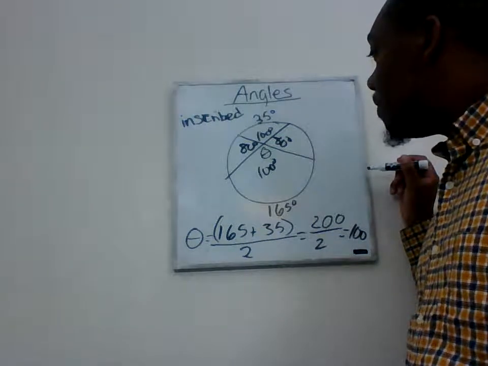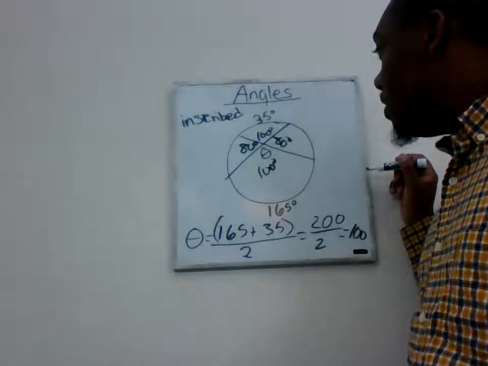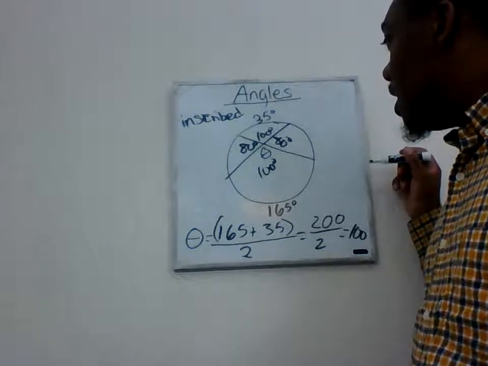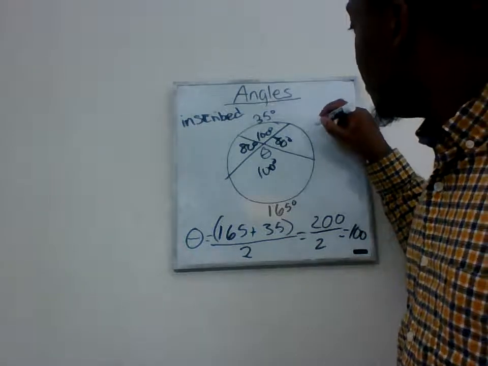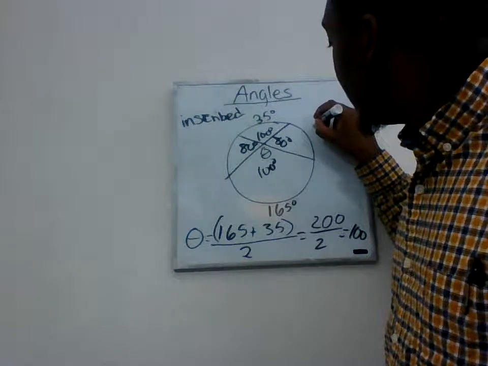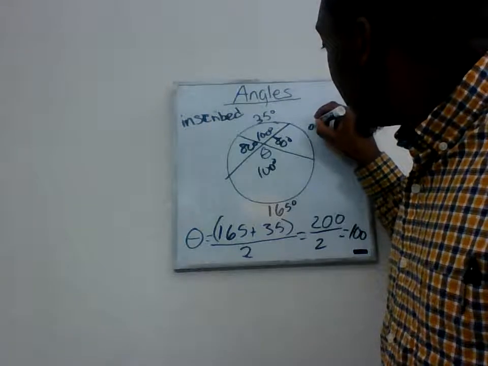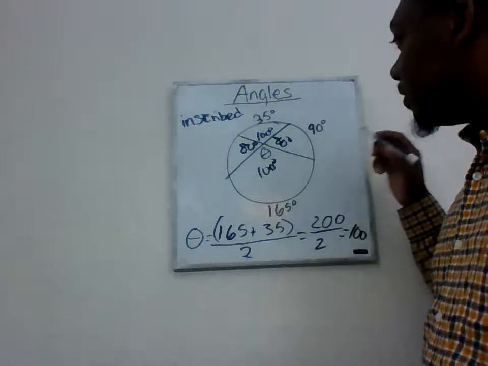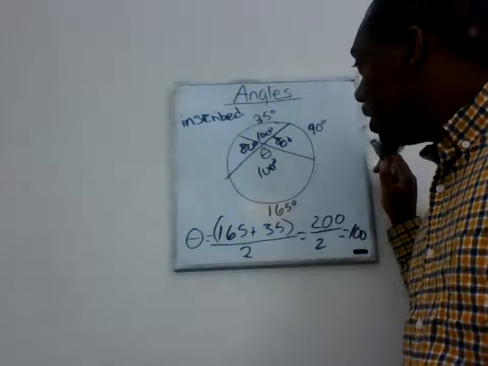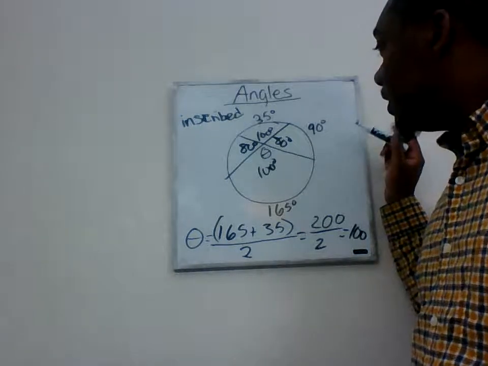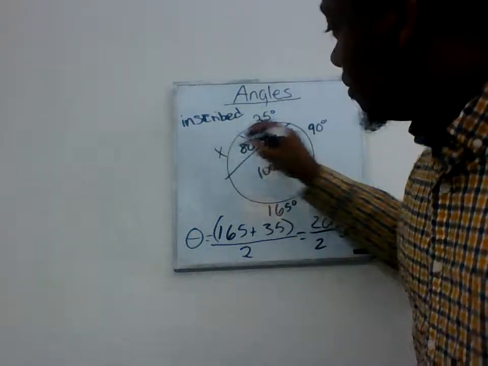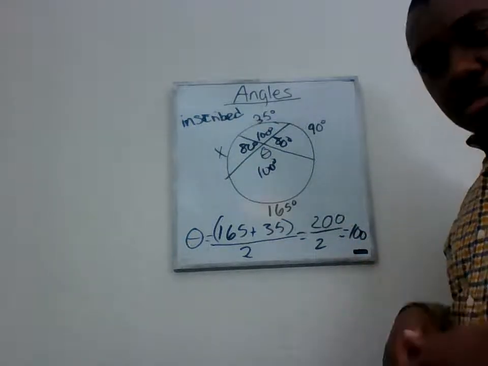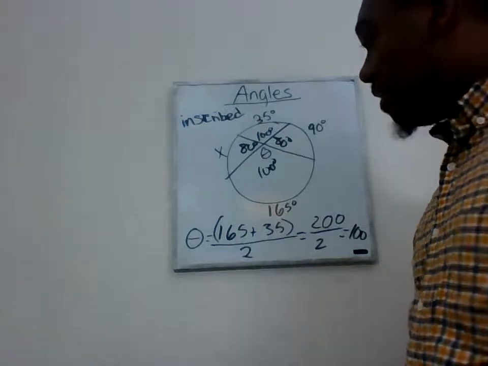So let's say, for example, I don't want to do the same thing here. I want to do it greater. So let's do that. So this is 90 degrees here. So if this is 90 degrees, what does this guy have to be? So let's call this x. Okay, so we're kind of doing some other problems you could do with an inscribed angle.